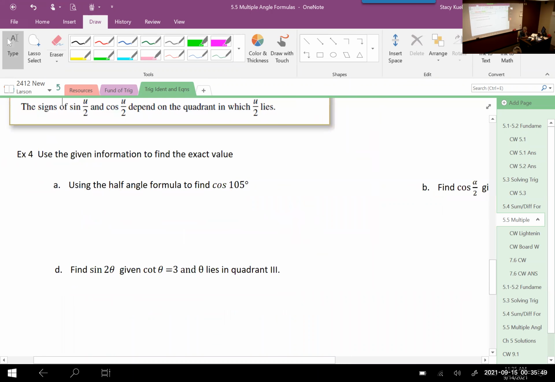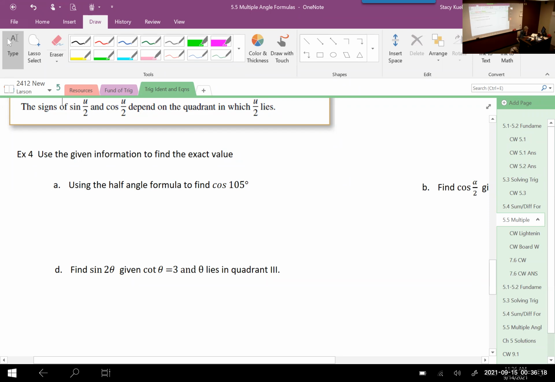I want to use the half angle formula to find the cosine of 105. Now, is 105 an angle that you know off of the unit circle? No. Okay, so I'm specifically telling you that I want to use the half angle formula here, okay? There might be another way for us to do it. Double angle would get us there, right? 210, wouldn't that work for us? We're not doing it. We're going to practice the half angle, okay?